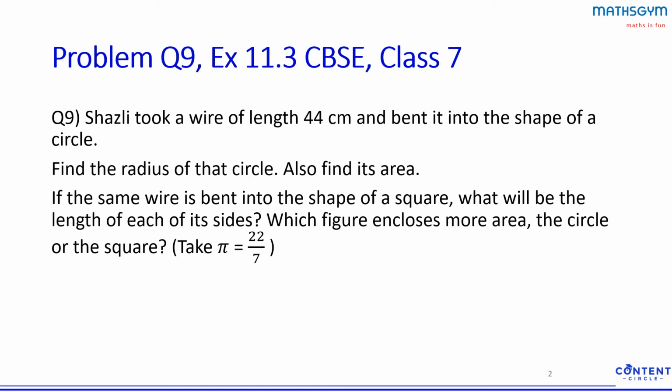The question says Shajli took a wire of length 44 centimeters and bent it into the shape of a circle. Find the radius of that circle and also find its area. If the same wire is bent into the shape of a square, what will be the length of each of its sides, and which figure encloses more area, circle or square? You have been advised to take pi as 22/7, so we will take the same value. Let's take a look at the solution.